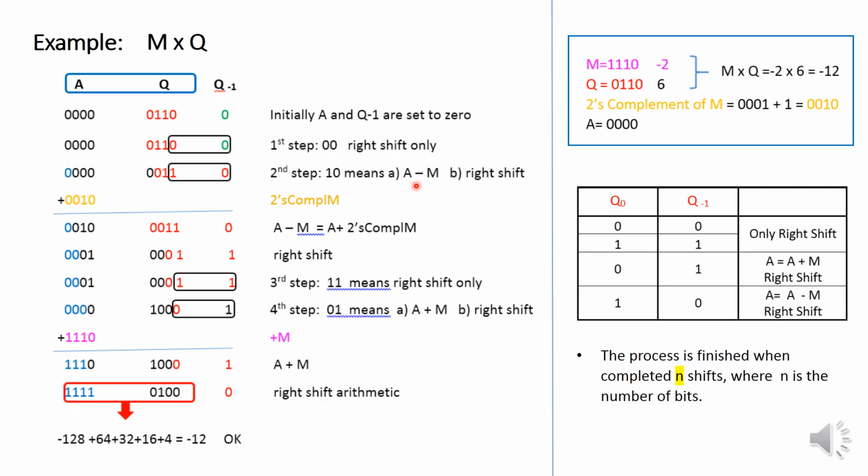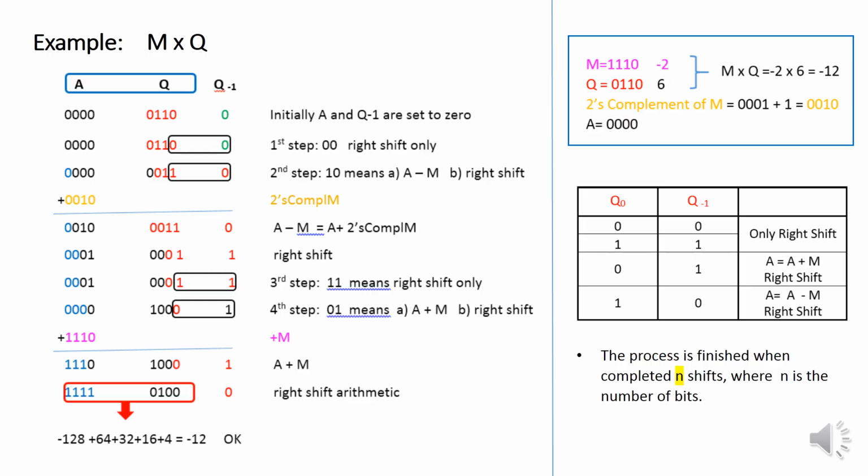Because it is a subtraction, we add the 2's complement. This is the 2's complement of M. We add it with A and we have 0, 0, 1, 0. So we have performed A plus the 2's complement of M. Now we have to do the right shift, and here we are doing the right shift.